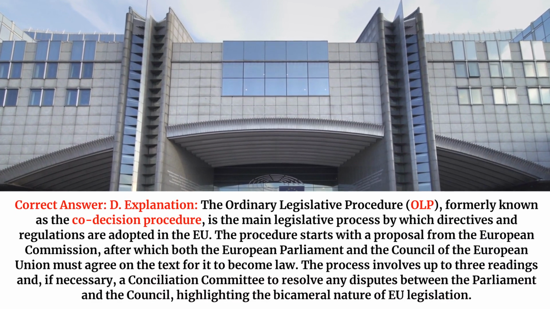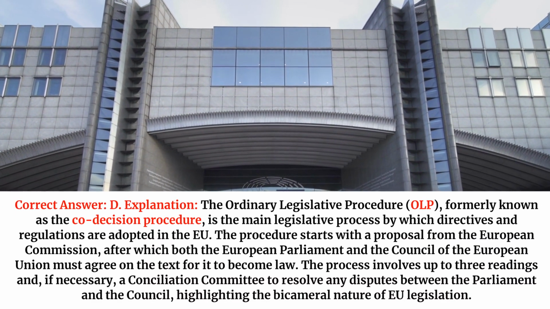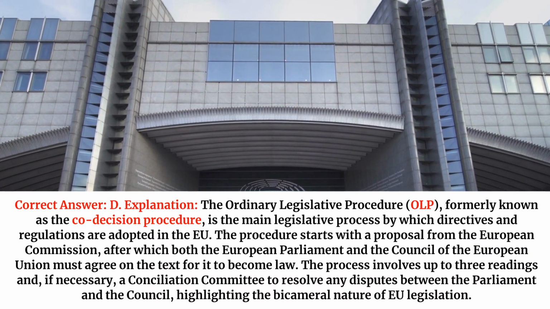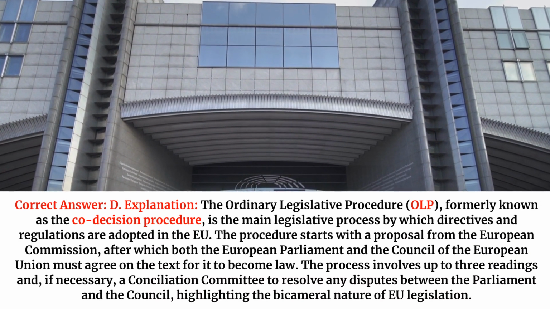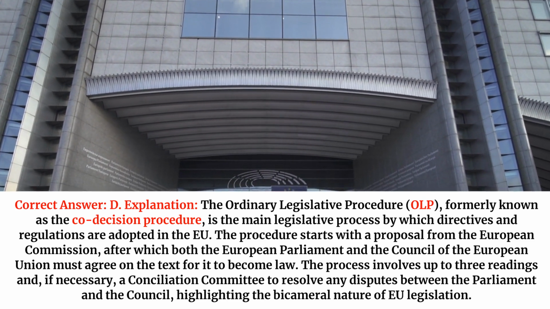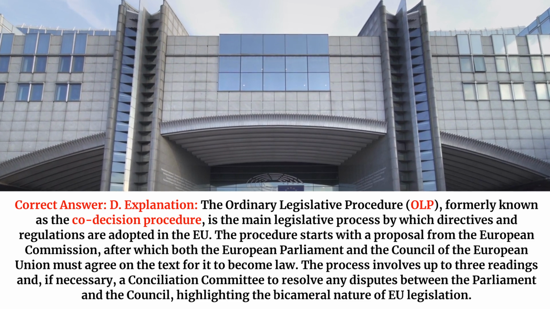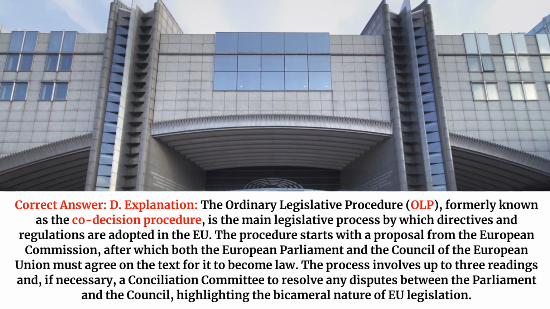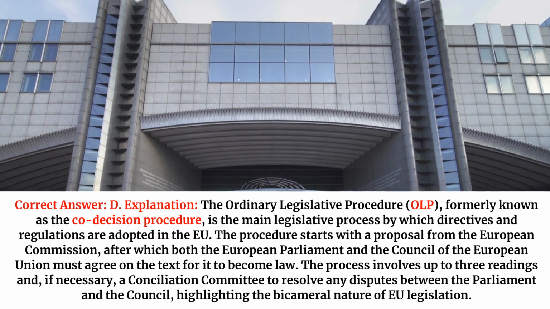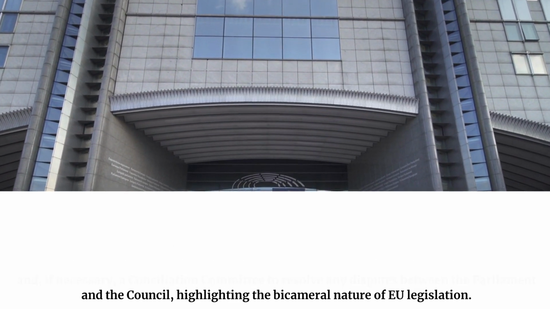Correct answer, D. Explanation. The ordinary legislative procedure, OLP, formerly known as the co-decision procedure, is the main legislative process by which directives and regulations are adopted in the EU. The procedure starts with a proposal from the European Commission, after which both the European Parliament and the Council of the European Union must agree on the text for it to become law. The process involves up to 3 readings and, if necessary, a conciliation committee to resolve any disputes between the Parliament and the Council, highlighting the bicameral nature of EU legislation.